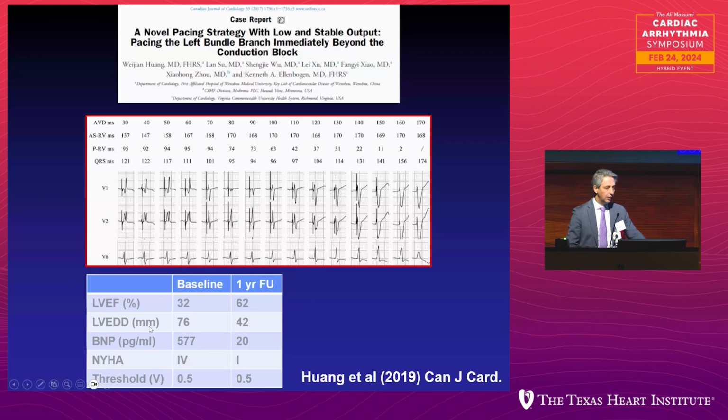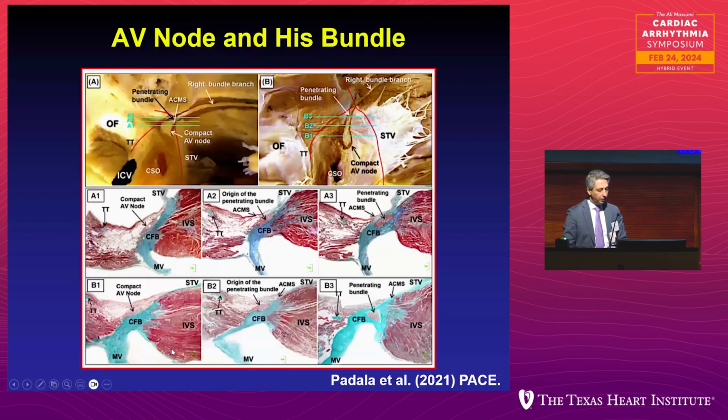There was significant left ventricular remodeling, as illustrated by a decrease in the left ventricular end-diastolic diameter, BNP improvement, improvement in New York Heart Association class, and importantly, the pacing threshold was preserved at 1 year.